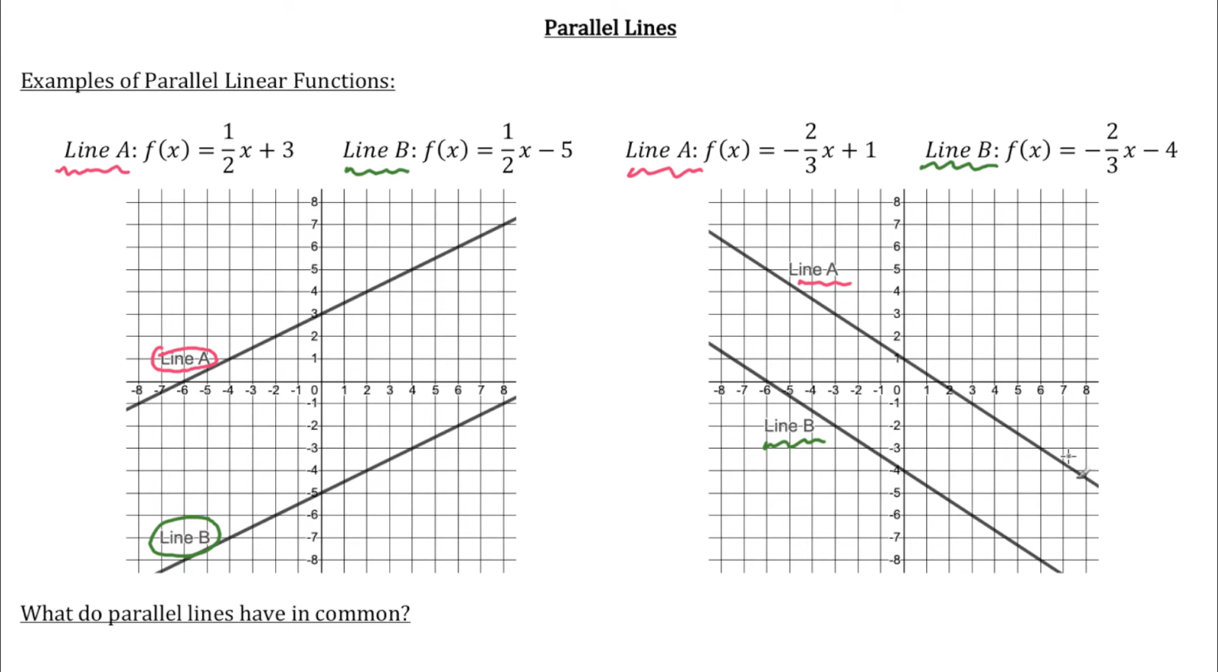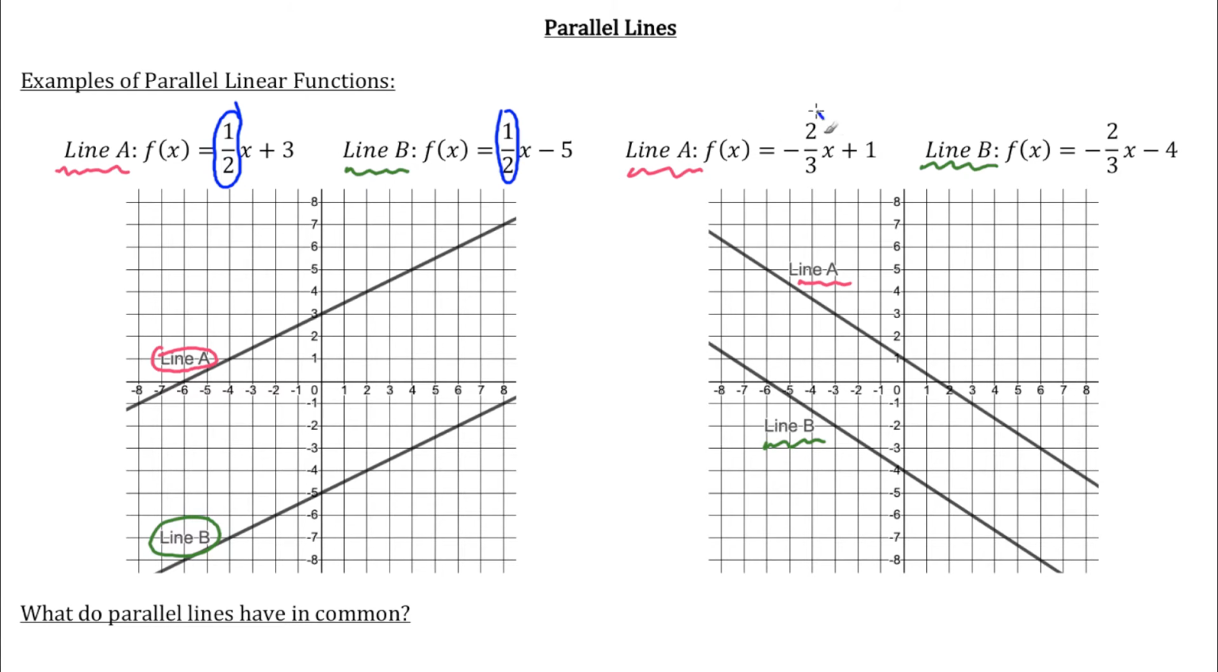But why? They start at different points, right? Plus 3, minus 5, plus 1, minus 4. They have different y-intercepts. But the reason why they never touch is because they slant the same way. Their slopes are the same. This is 1/2, and this is 1/2. This starts somewhere else, and this starts somewhere else, but if they go up 1 over 2, up 1 over 2, they will never, ever touch.